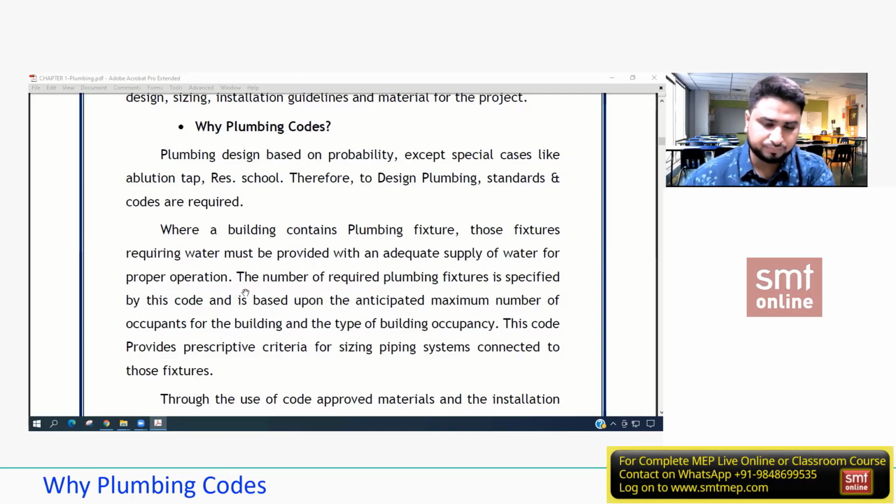Now, the second point in this paragraph: the number of required plumbing fixtures is specified by this code, based upon the anticipated maximum number of occupants for the building and the type of building occupancy. Now, before this, I'll tell you something. For example, everyone, I hope you people are into this stream and you're all aware of this.